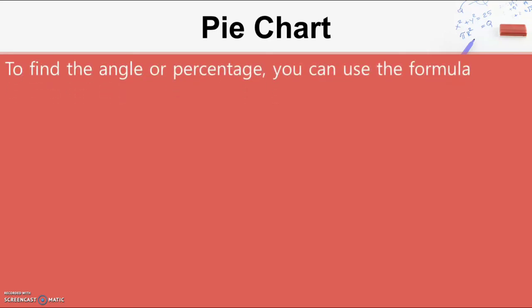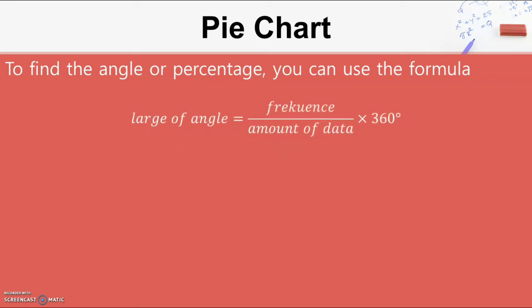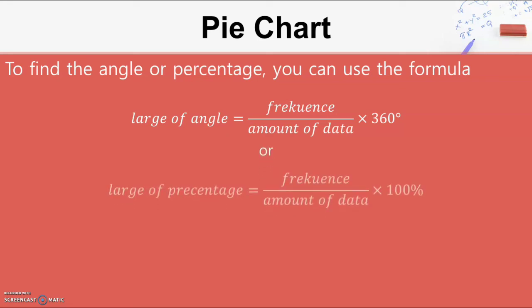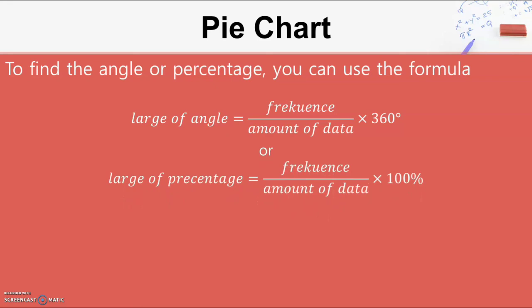To find the angle or percentage, you can use the formula: length of angle equals frequency divided by amount of data times 360 degrees, or length of percentage equals frequency divided by amount of data times 100%. I will convert it into a percentage.